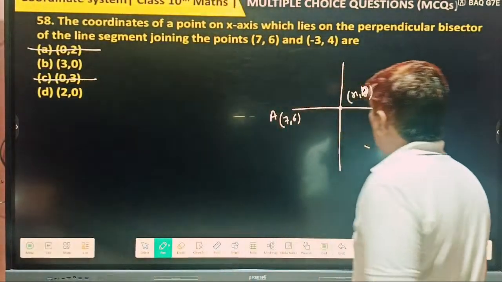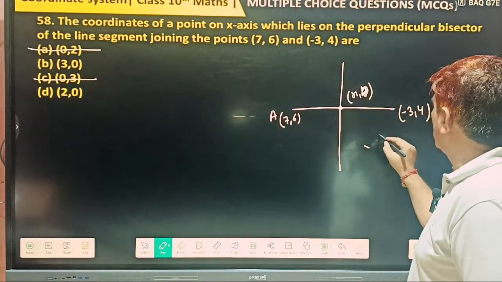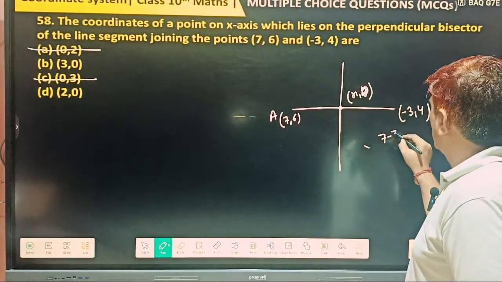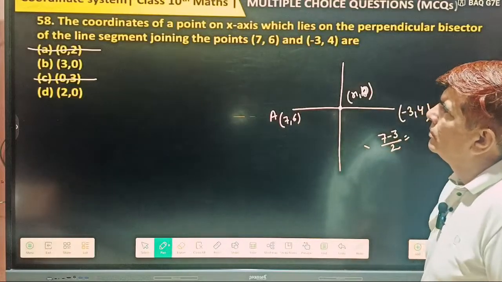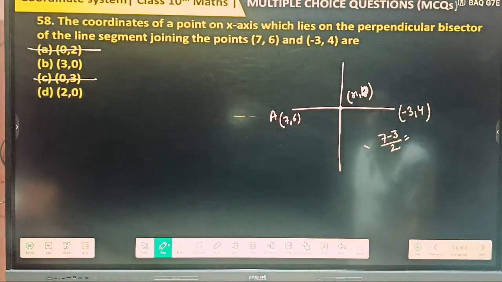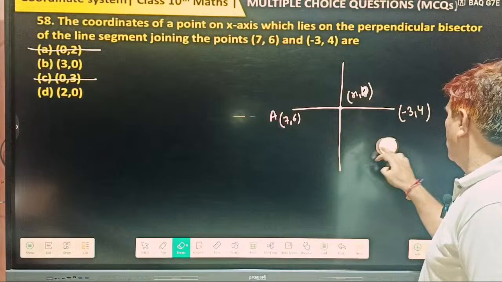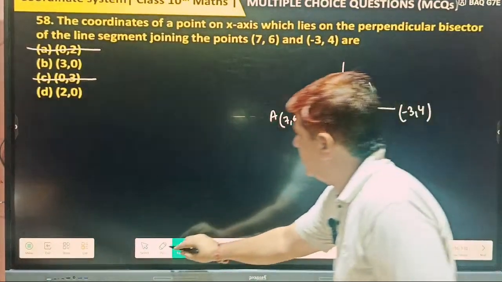So what we can do: this is the perpendicular bisector, meaning it divides into two equal parts. It means (7 minus 3) by 2, and in this way solving. Otherwise, another method we can apply according to its answer. If you apply this method, the answer is not coming. This point, we can take as P.